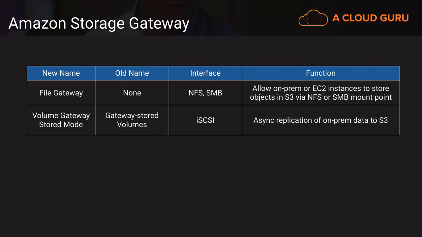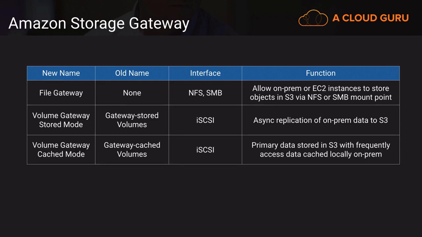The next mode is called Volume Gateway Stored Mode, or the old name is Gateway Stored Volumes. And these are exposed as iSCSI. And in essence, they just asynchronously replicate data to S3 in the background. So all of your data is still stored in your data center, but kind of behind the scenes, there's a job that's running and synchronizing that out to S3.